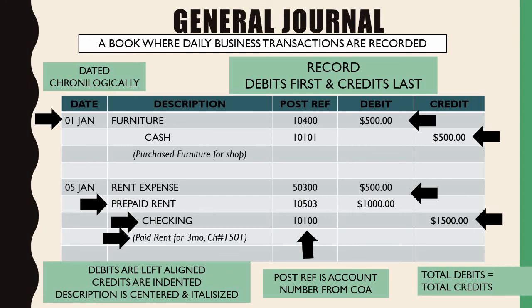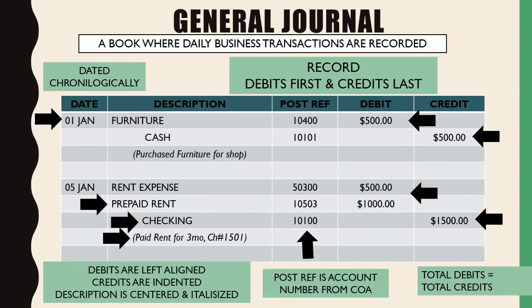So again, when we journalize, we're going to journalize the debits first. It's going to be left aligned. Then we record our credits second, and it's going to be indented. All right. And then when we are looking at the post reference, oftentimes you would put your account number in there. My furniture account number is 10400, and these numbers come from your chart of accounts.